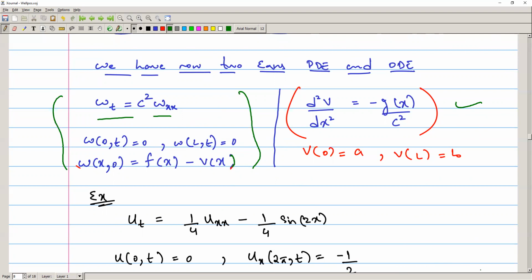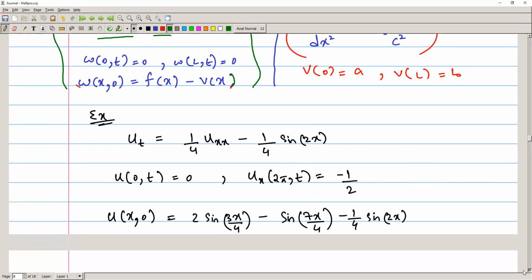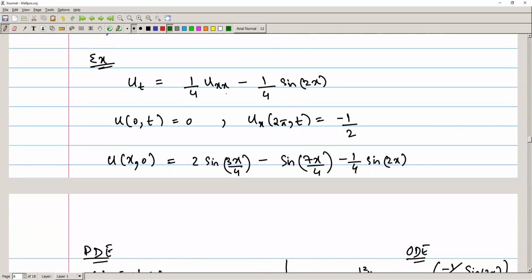So now we'll take an example. Let's say that u_t equals 1 over 4 u_xx minus 1 over 4 sine of 2x, and the boundary conditions are given as mixed boundary conditions, right? So these are non-homogeneous mixed boundary conditions. And the initial condition is also given here, that is u(x,0) equals 2 sine 3x over 4 minus sine 7x over 4 minus 1 over 4 sine 2x, right?